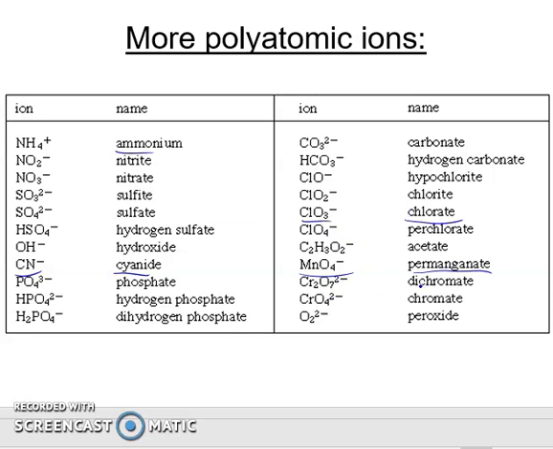Permanganate, dichromate, Cr2O7 minus 2. So you'll see a lot more. There's actually dozens and dozens of these polyatomic ions that exist in chemistry. We just usually deal with the most common ones. All right, so hopefully that idea makes sense.